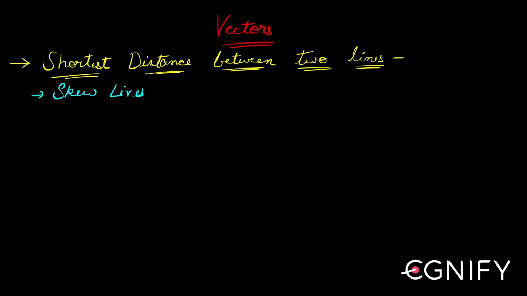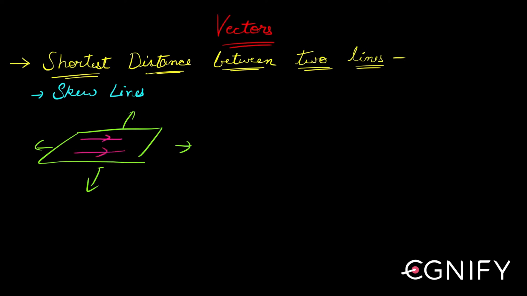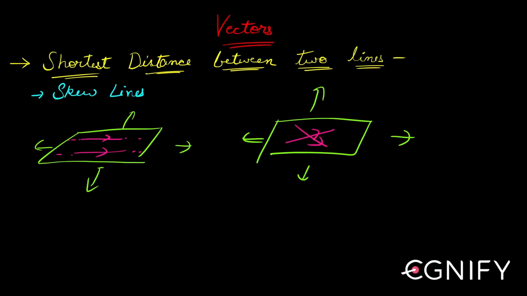If I take a plane, this plane extends infinitely in all directions, you might have two lines which are parallel to each other. So you might have parallel lines. If not parallel lines in the same plane, you might have two lines which are intersecting. You might also have two lines which are neither parallel nor intersecting.